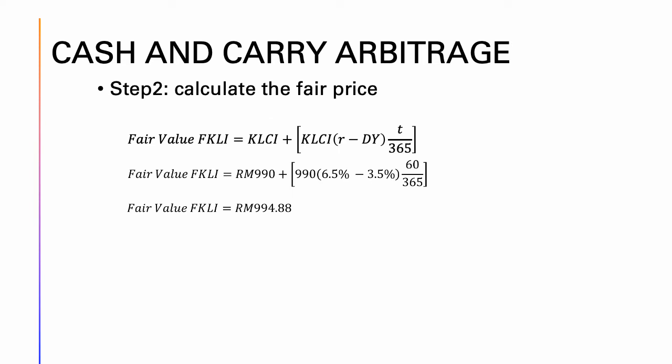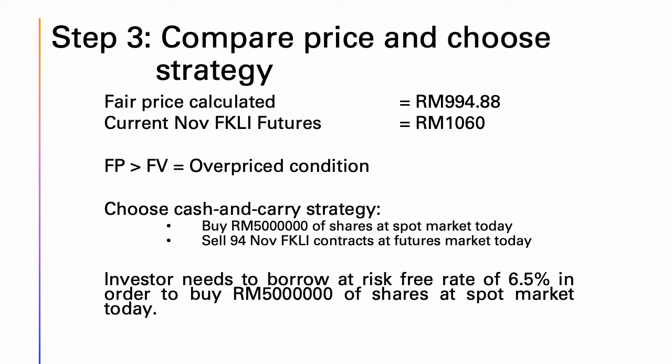Step number 2, you need to calculate fair price of FKLI. So the fair price or fair value of FKLI is equal to KLCI plus KLCI times R minus dividend yield times T divided by 365. So KLCI spot price today is at 990 plus 990 times interest rate given 6.5% minus dividend yield 3.5% times 60 divided by 365. So you get 994.88.